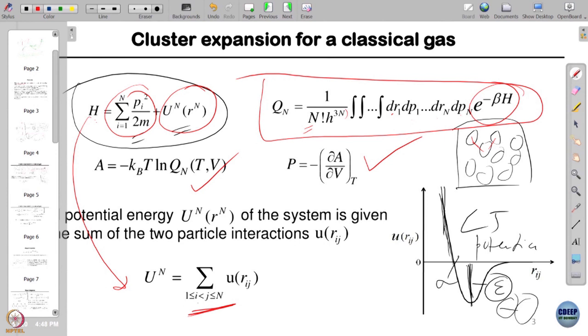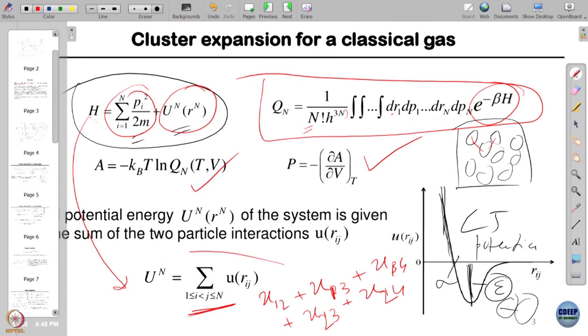We have to say that i and j run such that i is greater than or equal to 1, but j is greater than i. So the terms will be written as U12, U23, plus U34, plus U13, plus U14 like that. That means you have 13, 14, then 23, 24, like that, so that I do not count any pair twice.